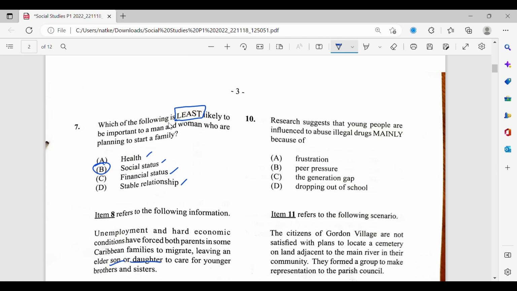Number 10. Research suggests that young people are influenced to abuse illegal drugs mainly because of. So what's the main reason why young people are influenced to abuse illegal drugs? Is it frustration, peer pressure, generation gap, or dropping out of school? So notice that it said influenced to abuse illegal drugs. So that would have been peer pressure. That is the only one where somebody else is influencing you. Okay, so number 10 is letter B.